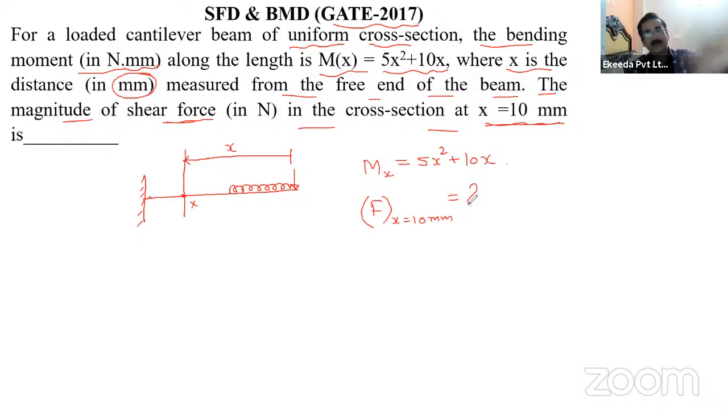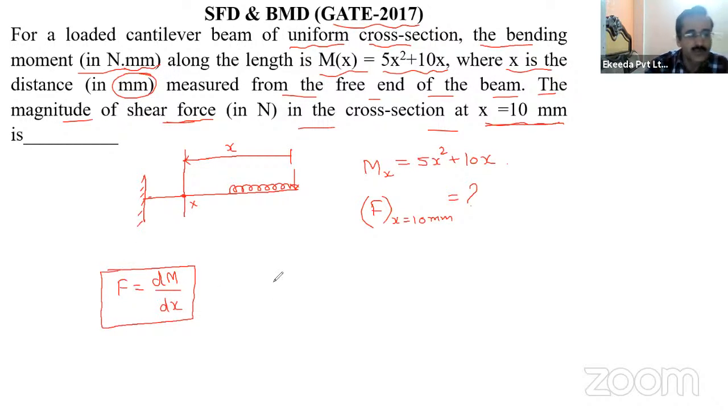Now, from the theory lectures, you should know that the shear force is the differential of bending moment, dM by dx. F is equal to dM by dx. You should know that. You have to go to the theory lectures. It is explained there that shear force is equal to dM by dx.